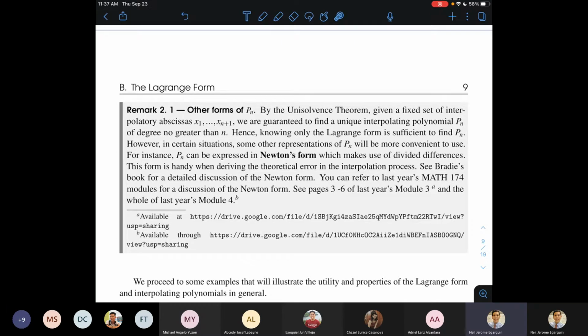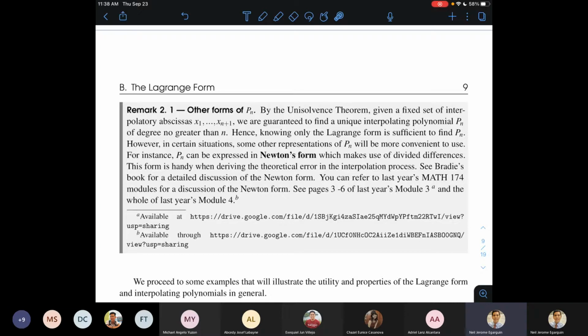In fact, there is another method called Newton's method or Newton's form, which makes use of divided differences. If you are interested in looking at the Newton's form, you can consult the modules from last year. I included here the links and the pages if you are interested in another way of creating the interpolating polynomial. But I will forgo the discussion of the Newton's form kasi okay na ako sa Lagrange form ng interpolating polynomial.